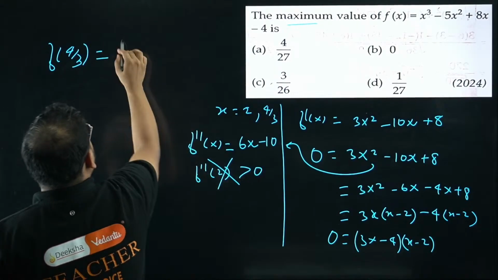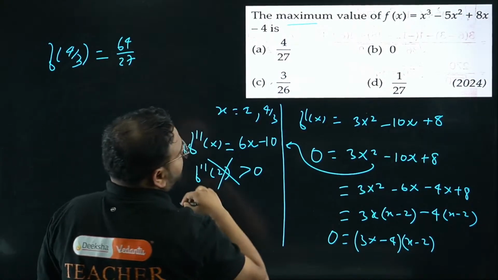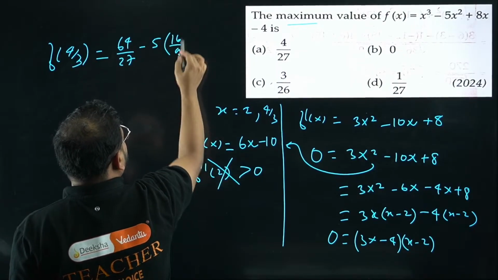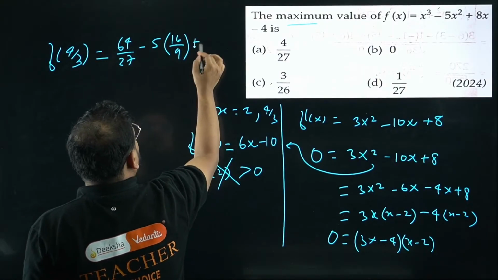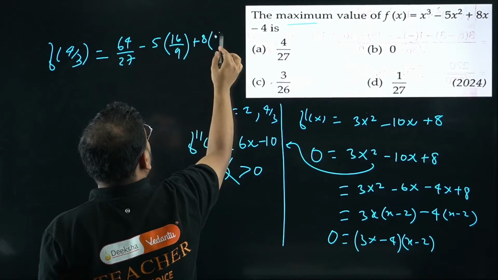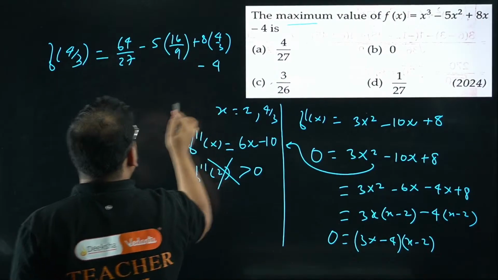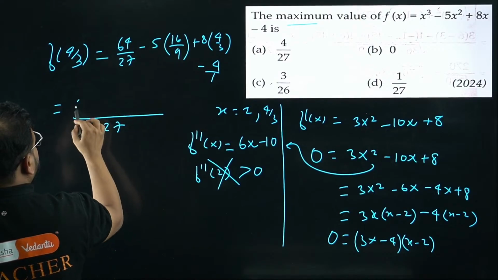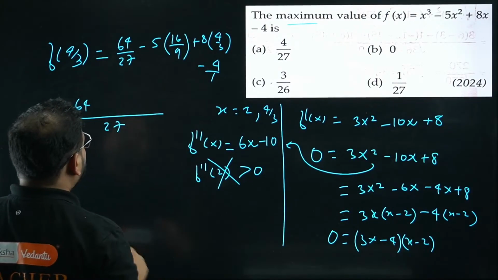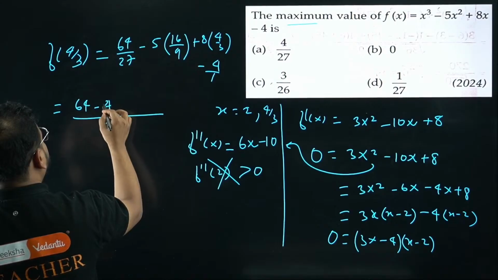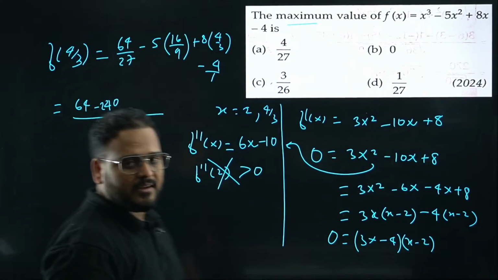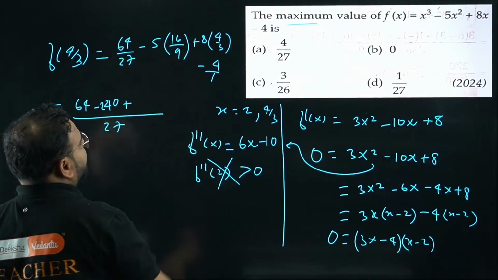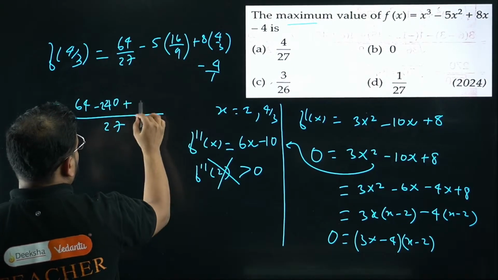You will have 64 by 27 minus 5 times 16 by 9, plus 8 times 4 by 3, minus 4. Taking the LCM, it will be 27. We get 64 minus 240 plus 96. 16 times 5 is 80, into 3 will become 240. 8 times 4 is 32, into 3 is 96.